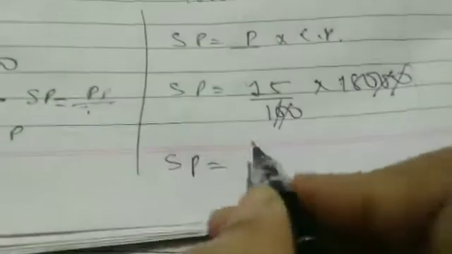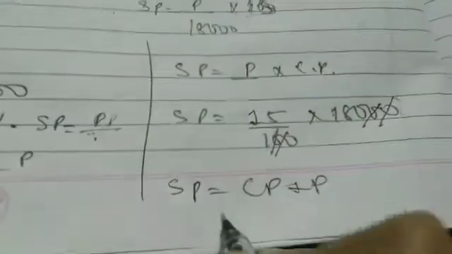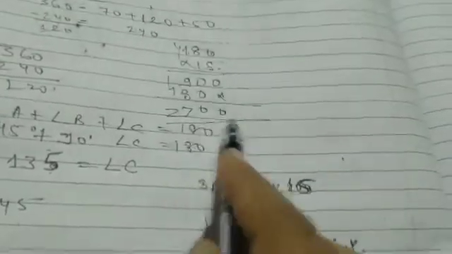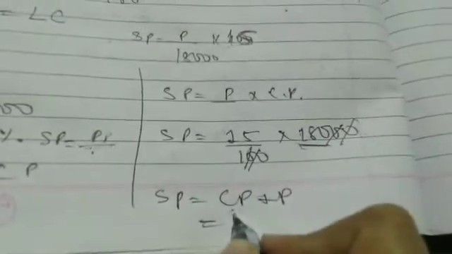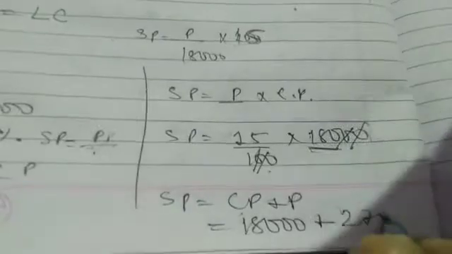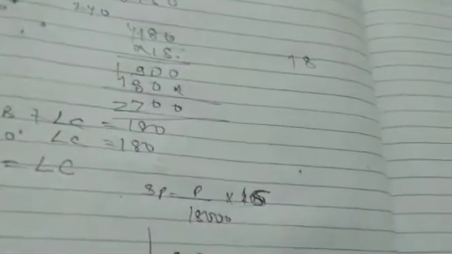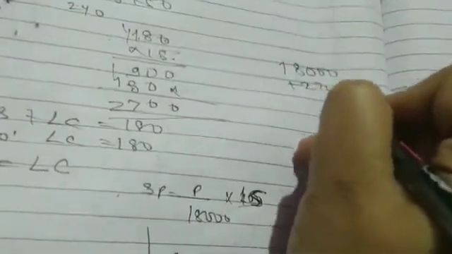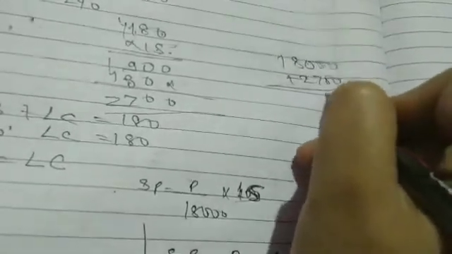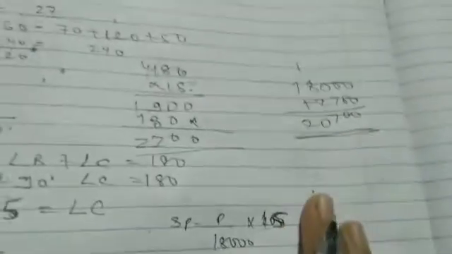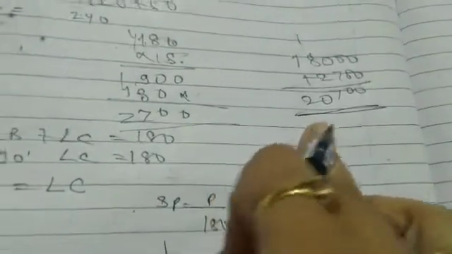So SP is equal to CP plus profit. How much profit did we get? Profit we got is 2700. So what is our CP? 18,000, plus profit 2700. So we will do 18,000 plus 2700. So 7 8 9 10, 0 carry 1. 20,700 is our answer. Okay children, what did we do?